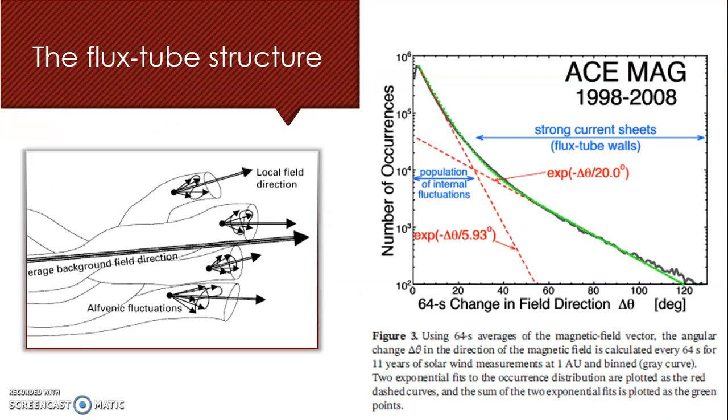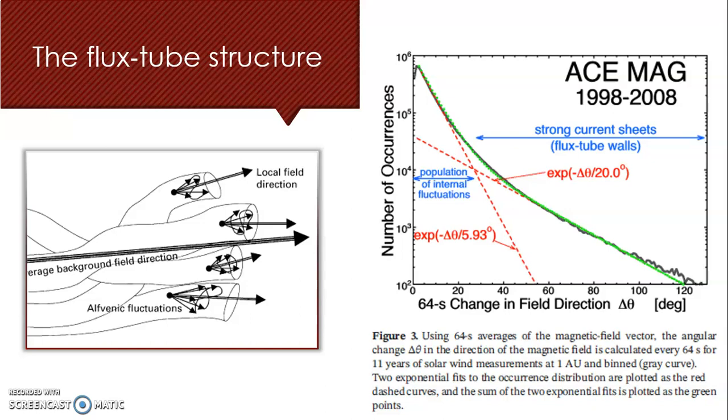The flux tube structure. The flux tube structure of the solar wind is seen most clearly by the change in the magnetic field direction as the structure advances past a spacecraft, like the image on the left. The statistics of the angular change in the magnetic field direction of the solar wind at one astronomical unit is examined in the figure on the right.